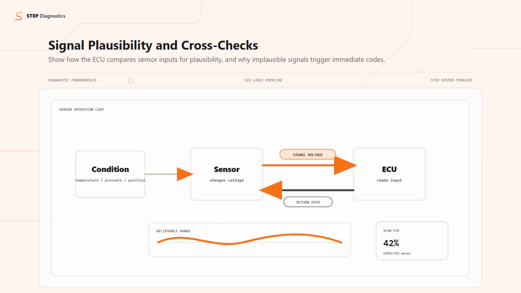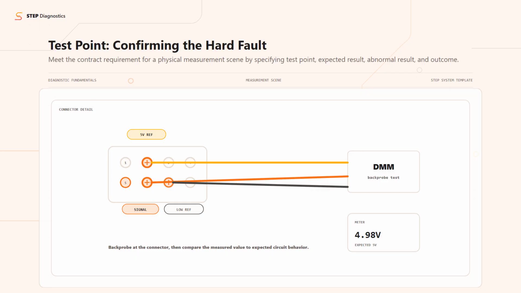Understanding these logic checks points you to not only the failed circuit, but how to pin down which path is at fault. The next step is a direct measurement. For example, if the code is for a sensor signal circuit high, measure voltage at the signal wire with the sensor connected and key on.